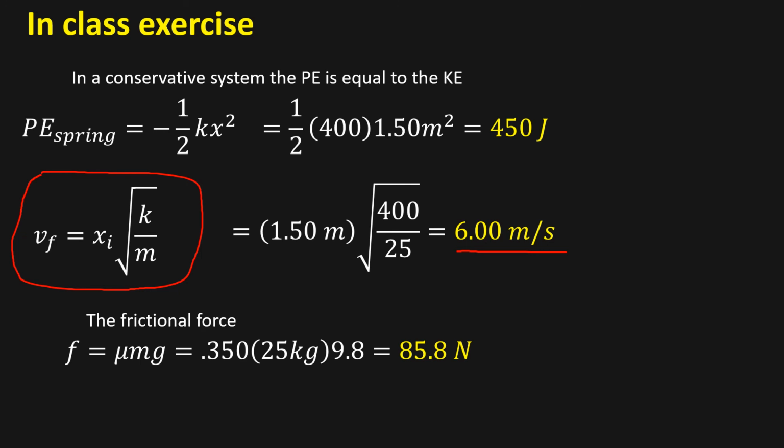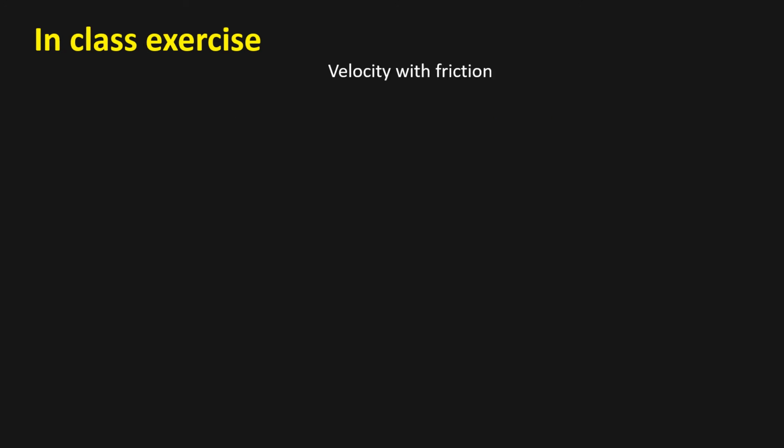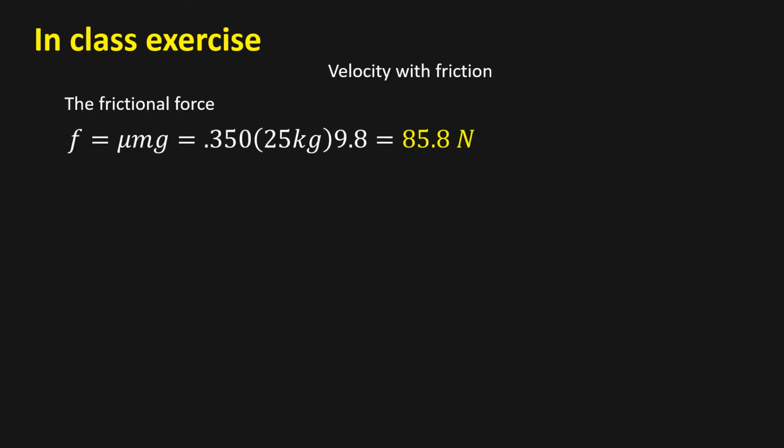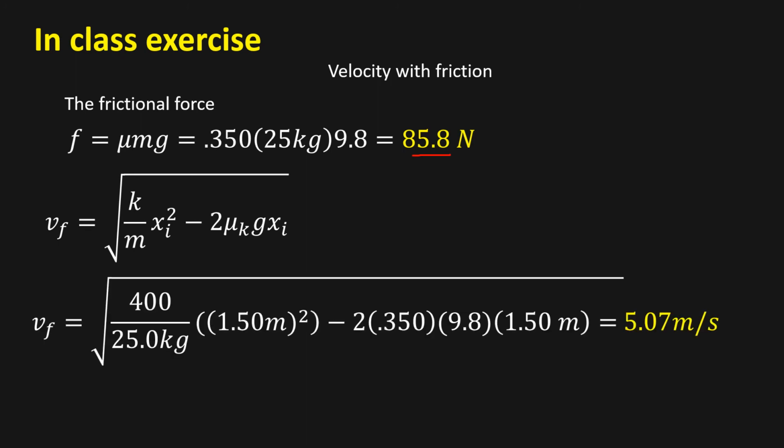The frictional force now, we can calculate the frictional force. We know what mu is, we know the mass, and the acceleration of gravity. It's 85.8 newtons. So velocity with friction. Okay, so let's take a look at that. Our frictional force is 85.8. This is going to be our equation that we're going to use, and we just plug everything in, and we get 5.07 meters per second.